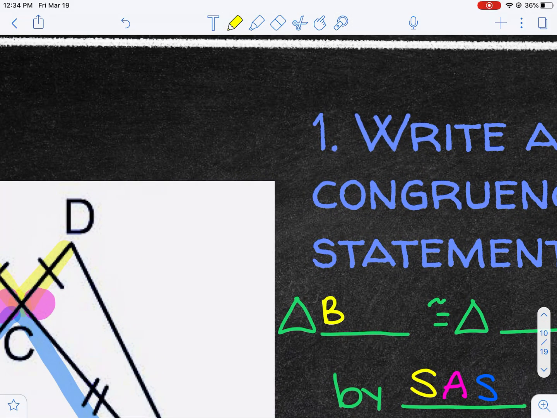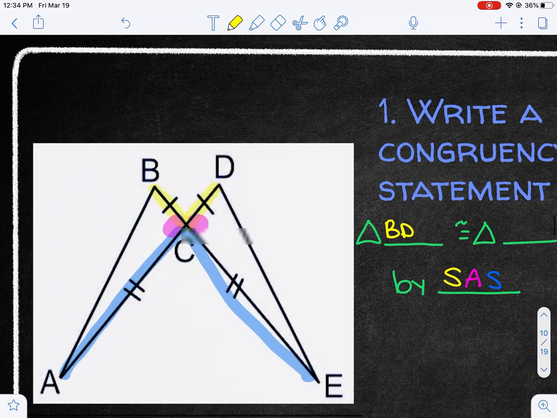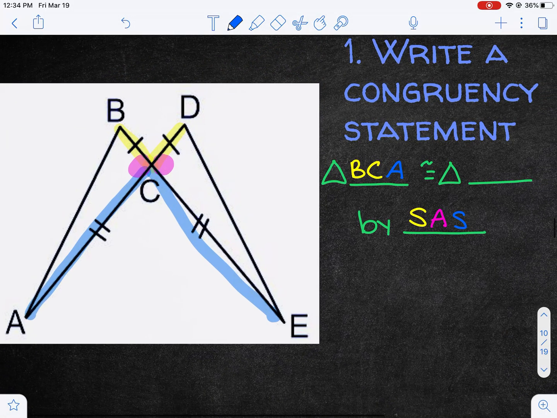And then I've got BC as my yellow side. And CA is my blue side. I'm going to list my other triangle in the exact same order. DC matched up with BC. CA matches up with CE. So I need to make sure that my letters are going in the right order. I don't want to flip one on the second one.